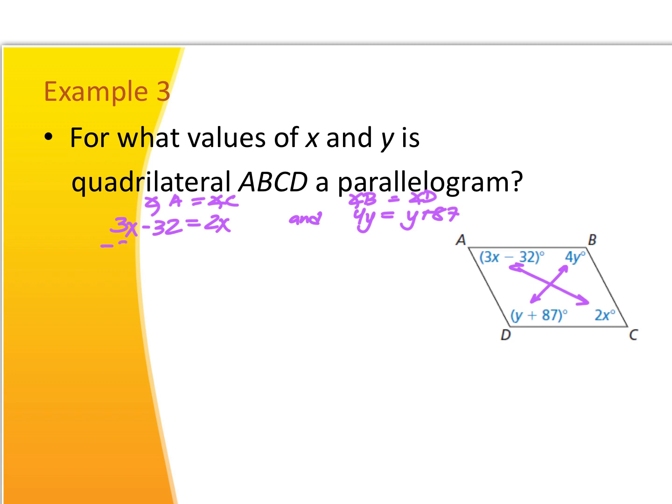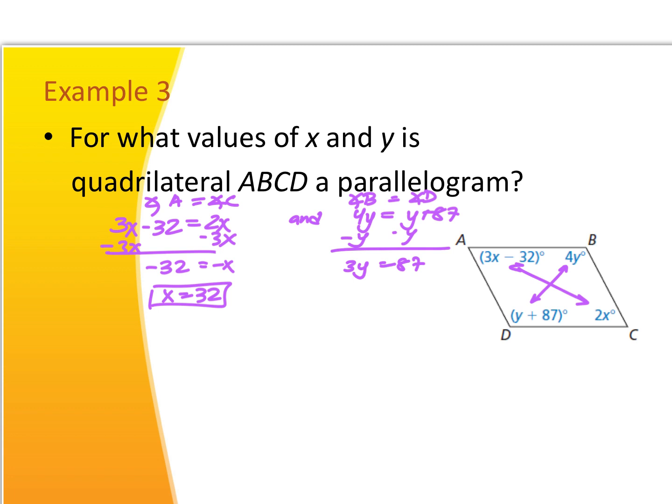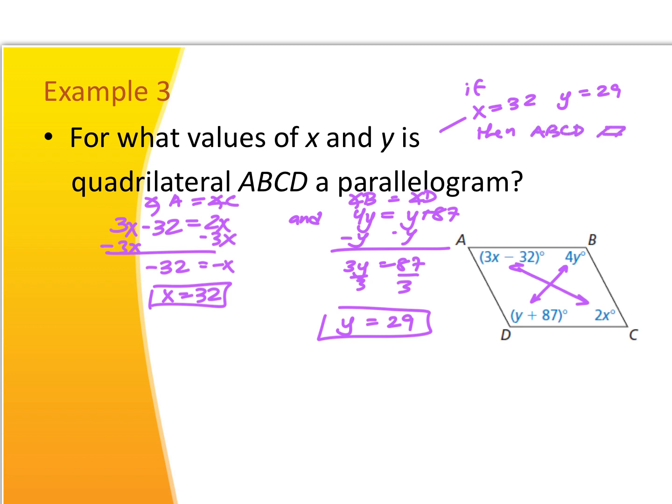So I'm going to subtract 3x from both sides, and I'm going to get minus 32 equals minus x, which means x is 32. That's one value. And then I'm going to subtract y from both sides, and I'm going to get 3y equals 87. Then I'm going to divide both sides by 3, and I'm going to get y equals 29. And so if x is 32 and y is 29, then ABCD will be a parallelogram. Okay, so those are my values that are going to make it happen.